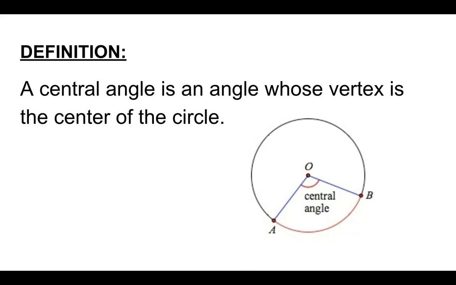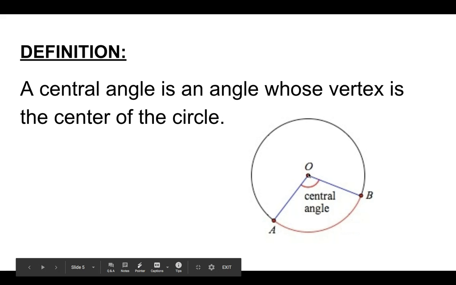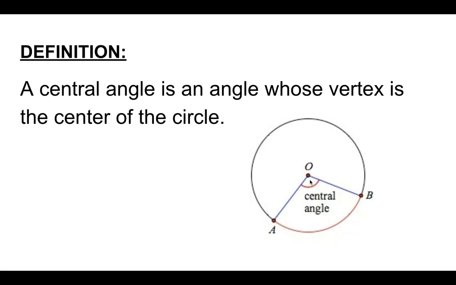Now we're going to go ahead and talk about angles and arcs. A central angle is an angle whose vertex is the center of the circle. So notice my vertex of this angle, AOB, is right at the center of my circle, my point O. And that angle that's formed there, we're going to call the central angle because it's coming from the center of the circle.